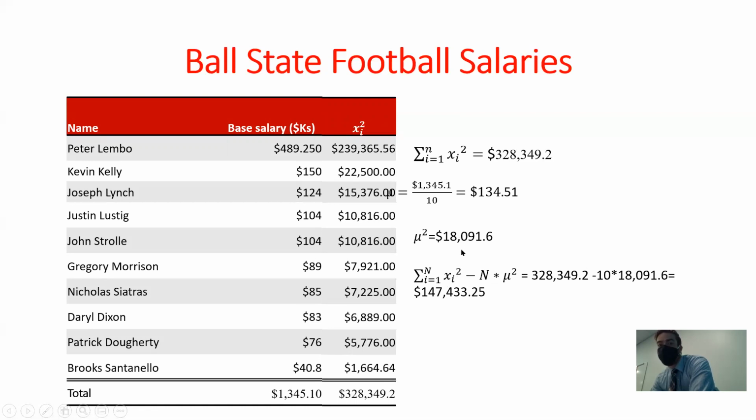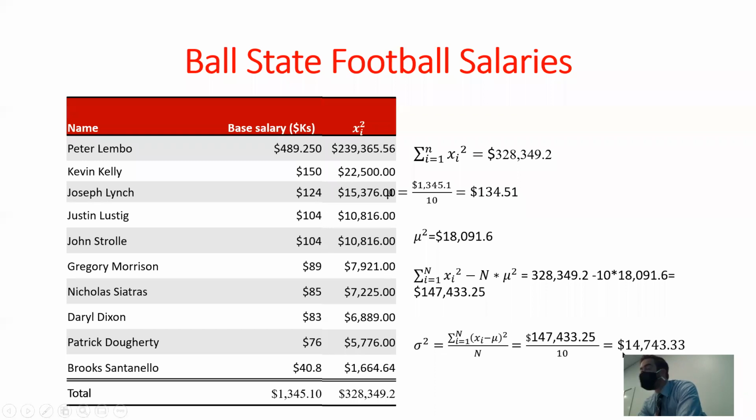I have the sum of my x's squared. N was 10 here, we had 10 observations. The mean squared was this 18,000. I plug all that in, I get 147, but I still need to divide by n, right? Since it's sample data, I divide by n minus 1. So once I do that, sure enough, I get the exact same answer that I was getting before. Okay? So it's two ways of doing the same thing. Whichever way you want to do is fine.